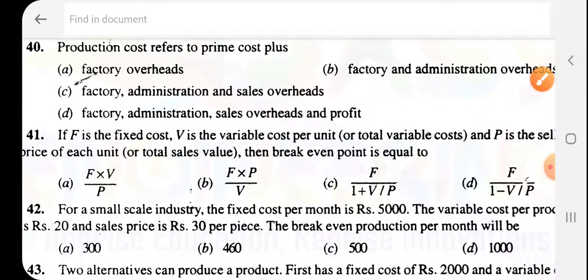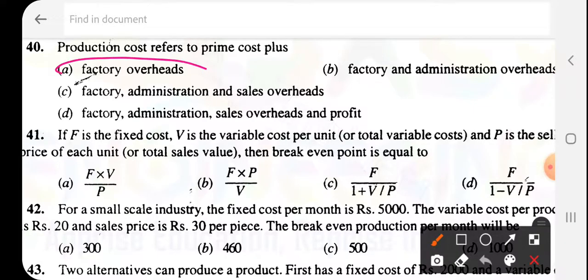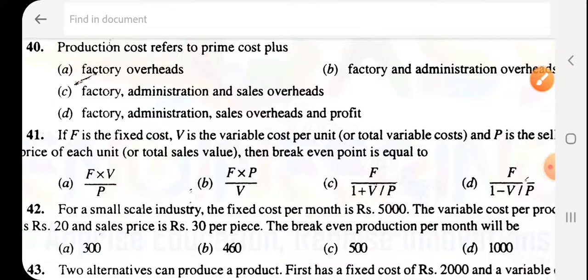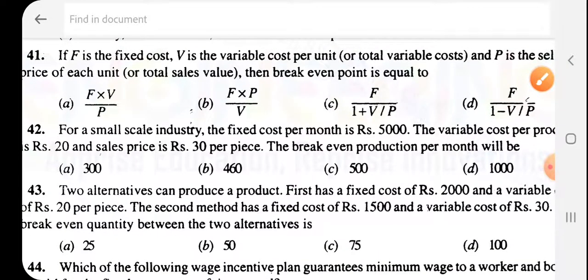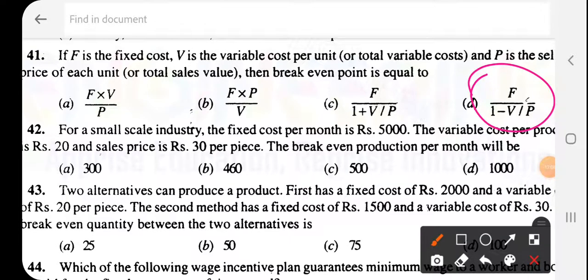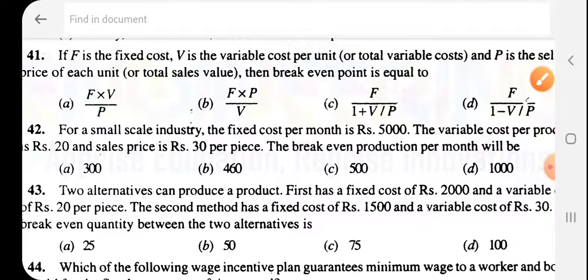Production cost refers to the prime cost plus factory overheads. If F is the fixed cost, V is the variable cost per unit, and P is the selling price of each unit, the break-even point is equal to, that is question 41, D. Fixed cost divided by 1 minus variable cost by selling price. That is the break-even point. It's important to remember that.